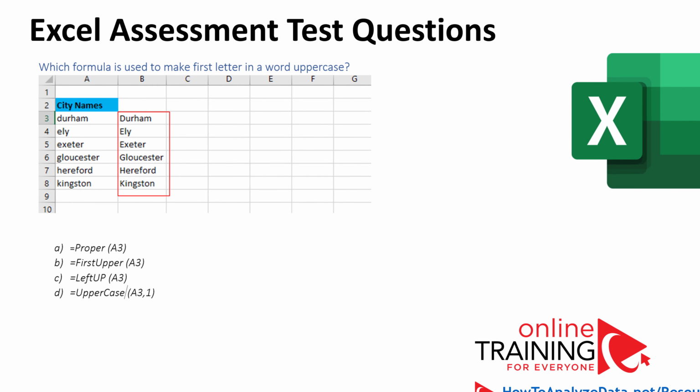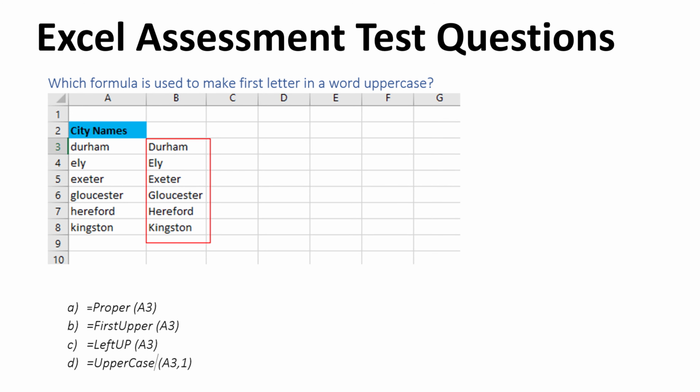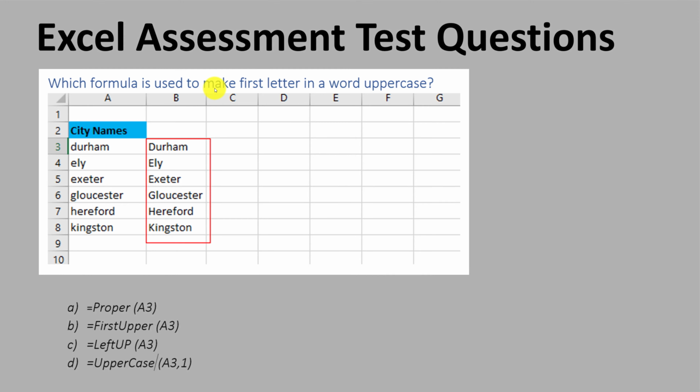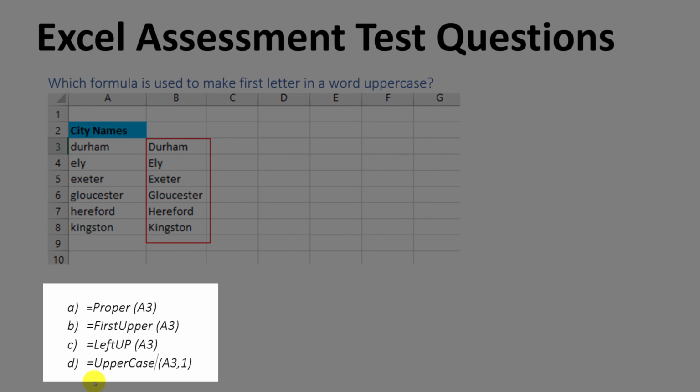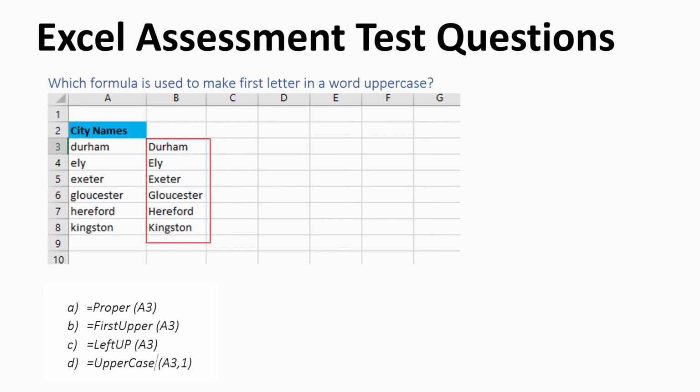Very often, you might be tested on your knowledge to manipulate Excel strings. This is a sample question in this category. Which formula is used to make the first letter in a word uppercase? What we see here on the screen, in column A, all values are lowercase. In column B, the same values are represented with only the first character uppercase. And there are 4 choices presented. A, proper, first upper, left up, and uppercase. Which one would you choose?